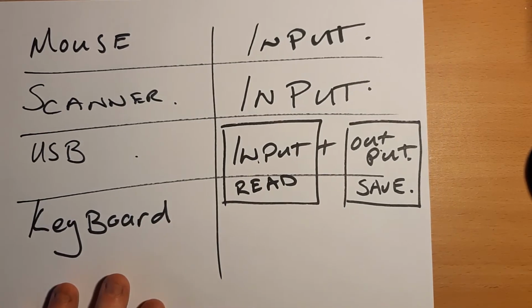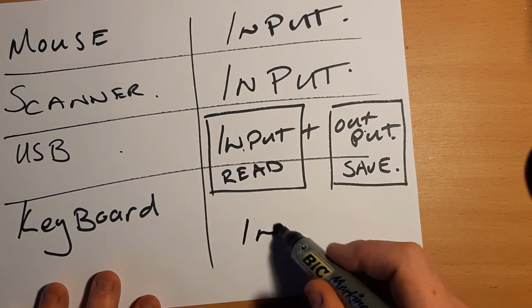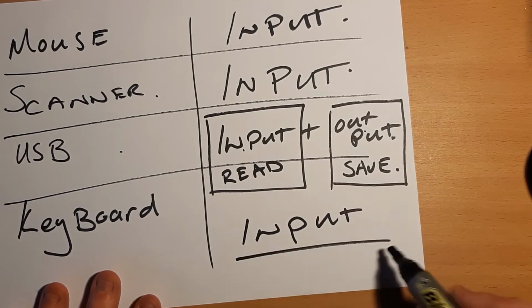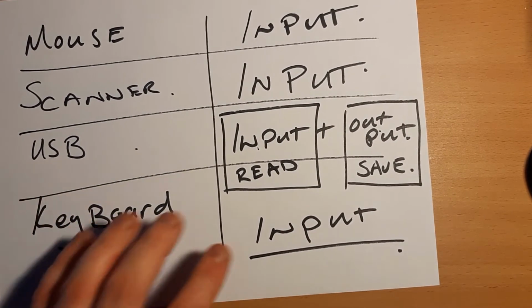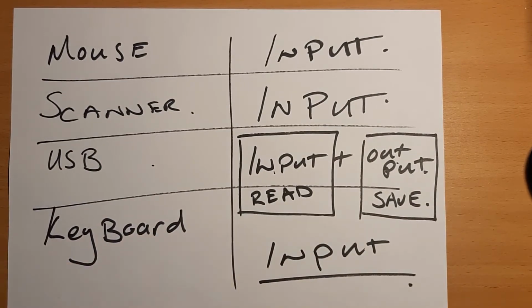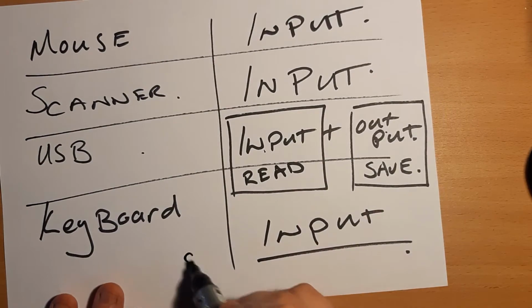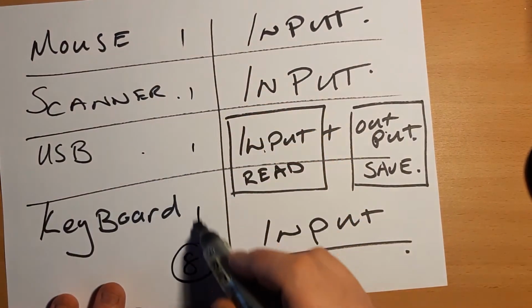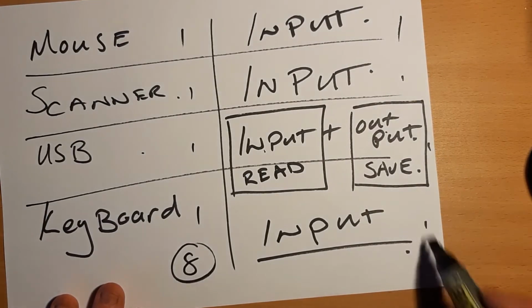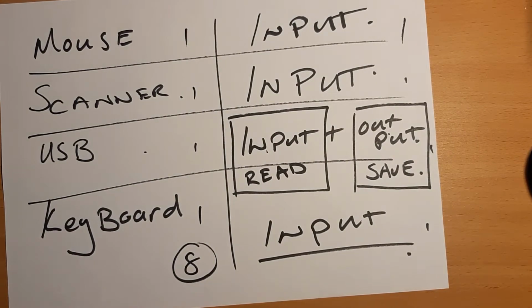A keyboard, again, has to be input, because you're sending the different keys into the computer. So straight away, all of that there is worth 8 marks. So 1 1 1 1 1 1 1 1. 8 marks right there. Not too bad. So 8 out of 20 so far.